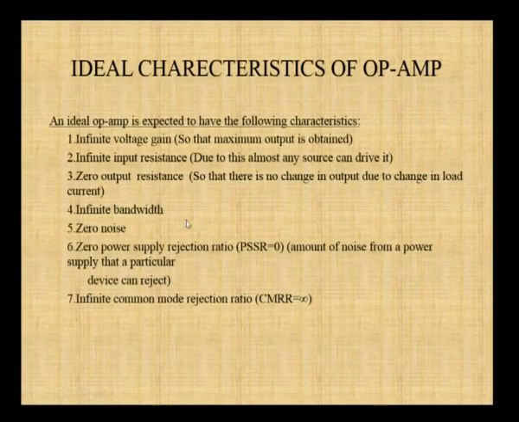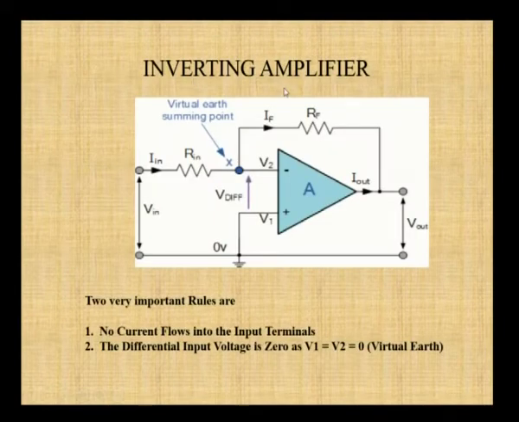Ideal characteristics of operational amplifier. The first is infinite voltage gain to have a maximum output, and next is input resistance should be very high, infinite ideally, and output resistance is very low, 0 ideally. So if the input resistance is infinite and output resistance is 0, then it produces optimum output at its output terminal. And infinite bandwidth, 0 noise, common mode rejection ratio must be infinite, and the power supply rejection ratio must be 0. This inverting amplifier is one of the examples of closed loop circuit.